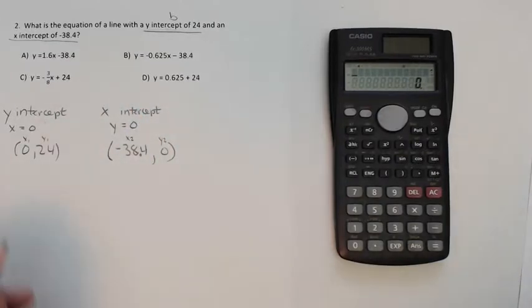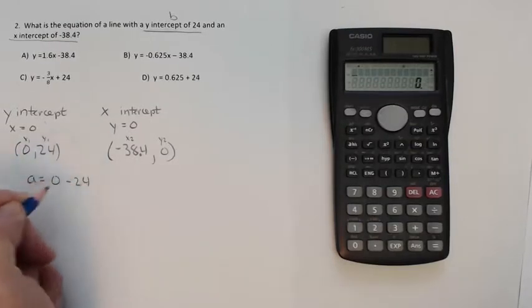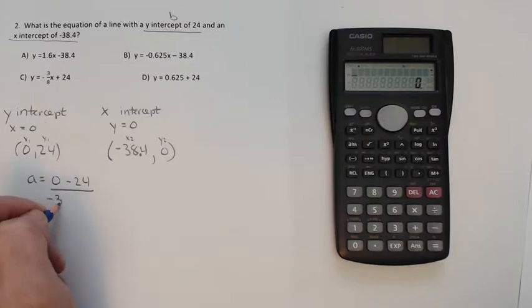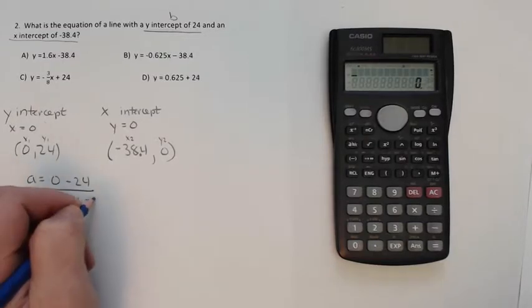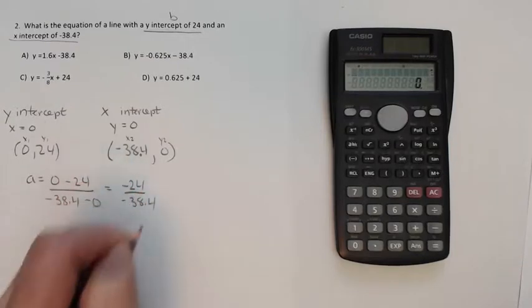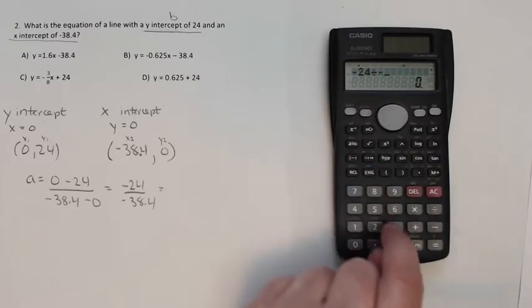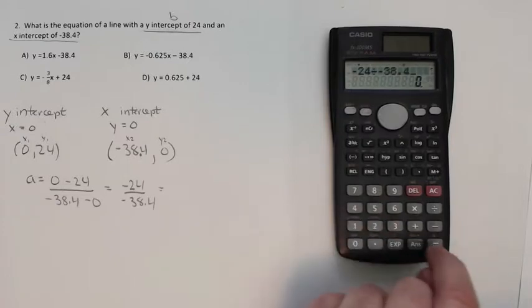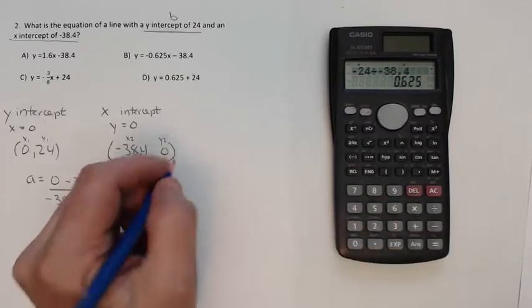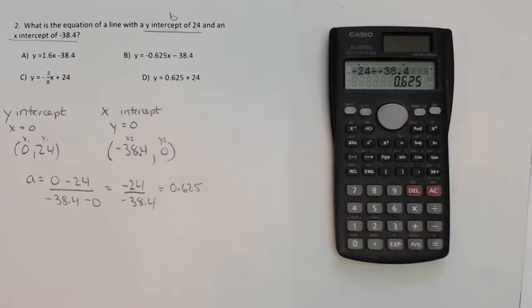And away we go. a is equal to 0 minus 24 over negative 38.4 minus 0. When we do that, we get negative 24 over negative 38.4, which is not a pretty number, so we'll go ahead and change it. Negative 24 divided by negative 38.4, and we get positive 0.625. So that's our rate of change.